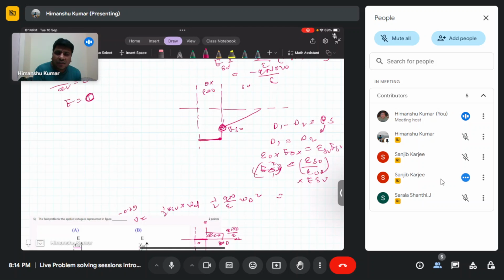So is that clear intuitively? But in the oxide region, rho equals 0.